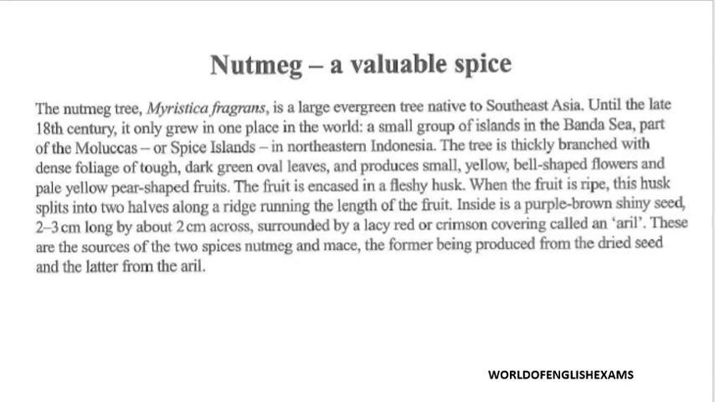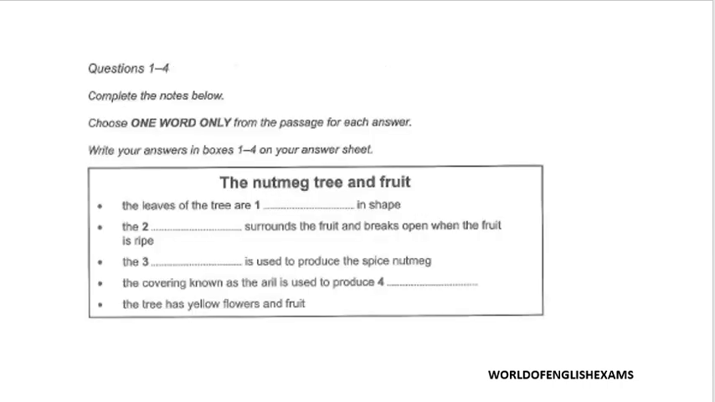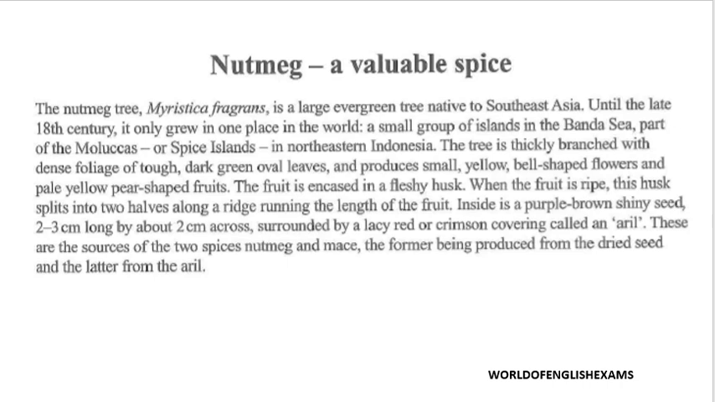Let's start reading. The nutmeg tree, which is known as Myristica fragrans, is a large evergreen tree native to Southeast Asia. Okay, so far what we are looking at is the shape of the leaves. So let's start finding that. Until the late 18th century, it only grew in one place of the world, a small group of islands in the Banda Sea, part of the Moluccas or the Spice Islands in northeastern Indonesia. Nothing about the leaves as such.